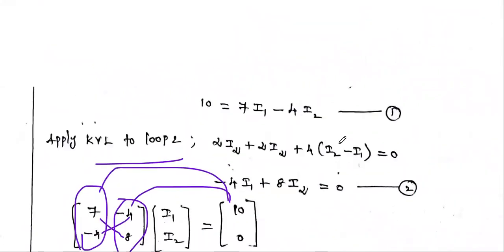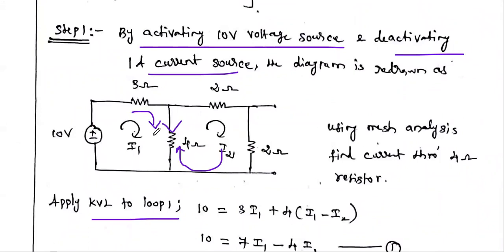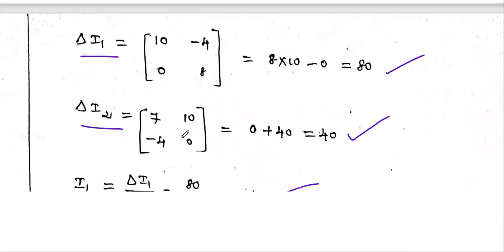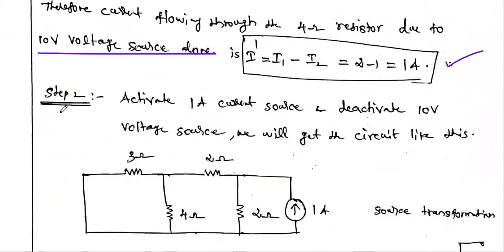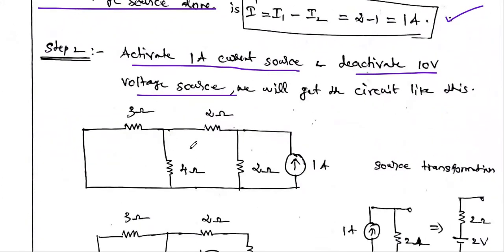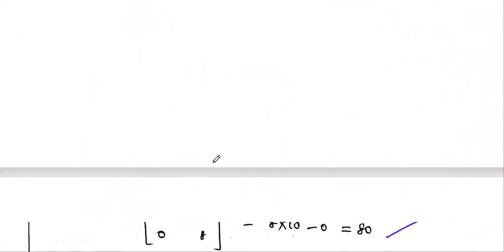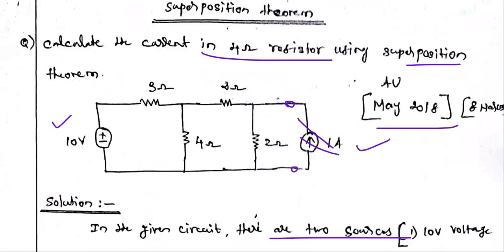In this first step, we are activating the first voltage source, deactivating the current source, and calculating the answer. Similarly, in step number 2, you activate the current source and deactivate the 10 volt voltage source. At that time, you find the current flowing through this 4 ohm resistor. In our given circuit, in the second step, you activate this 1 amp current source and deactivate this 10 volt battery.